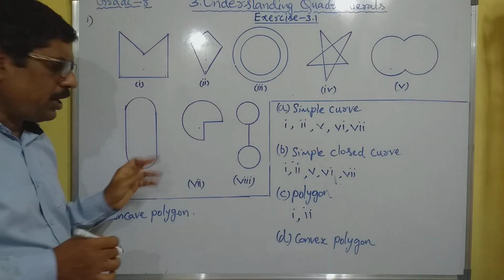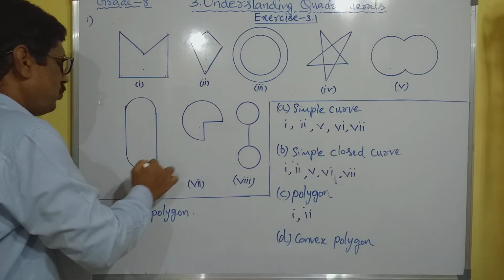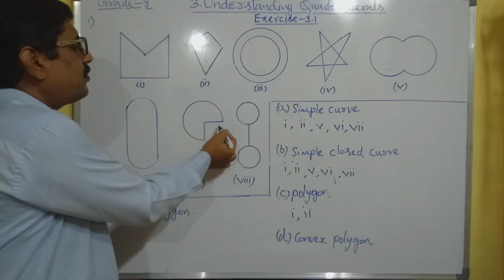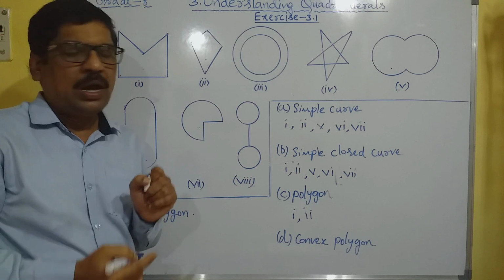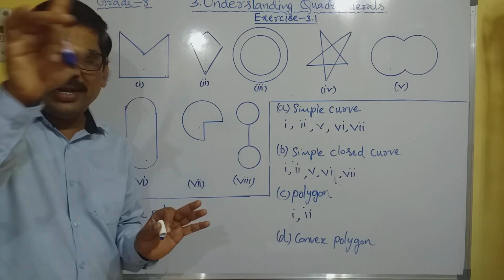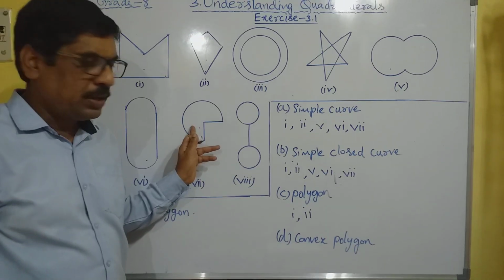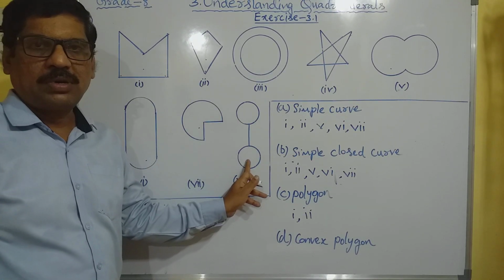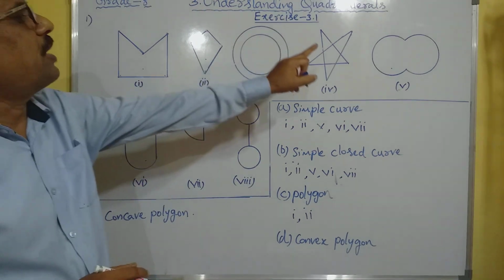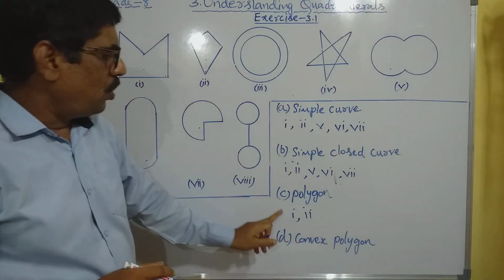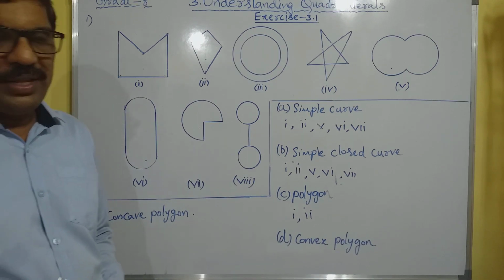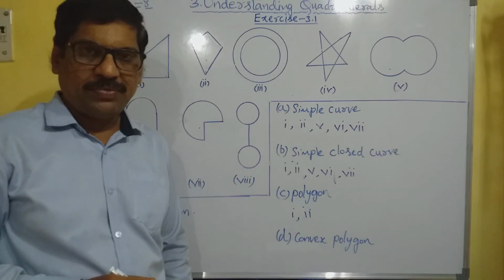And this is also not a polygon. Why? Because here we have curves. And this is a figure with 2 sides and a curve also. I told you already, a polygon never has any outline as a curve. So it is not a polygon. And this one also has some curved outlines. So it is also not a polygon. So among these 8 figures, only the first and second are polygons. Okay. Now look at the next one, D.